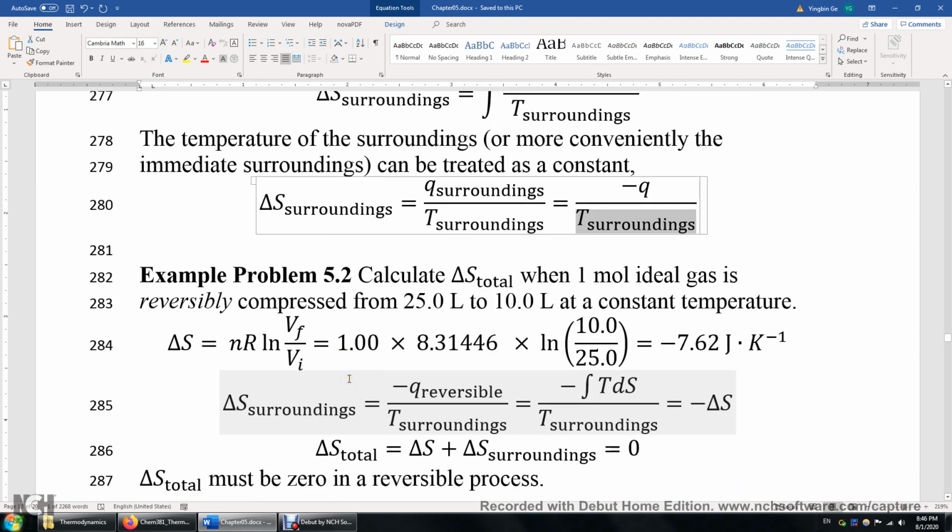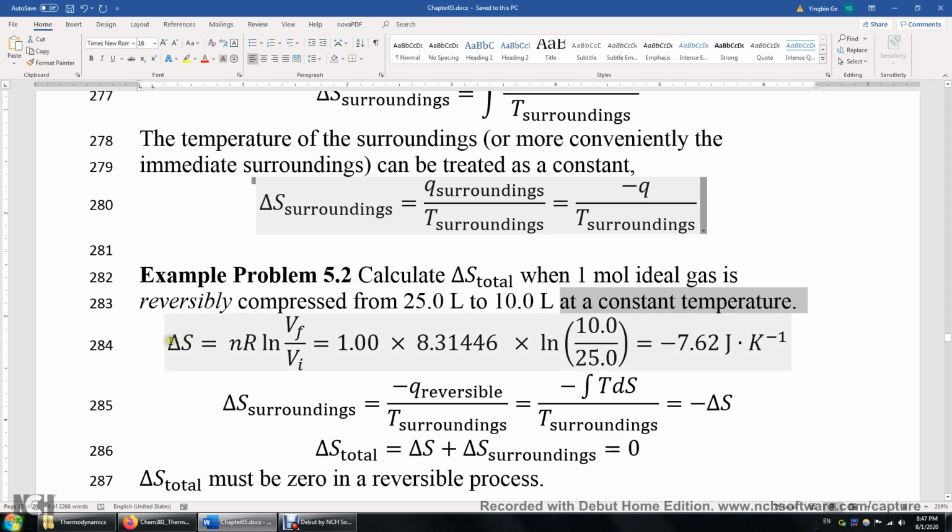Let's look at two numerical examples. First, let's calculate the entropy change of the entire universe when 1 mole ideal gas is reversibly compressed from 25 liters to 10 liters at a constant temperature. Whenever you see this constant temperature condition, we can assume the temperature of the surroundings is equal to the temperature of the system. Now, how can we compute the entropy change of the system? Because temperature is constant, the entropy change only depends on volume. We use this equation. We get the entropy change, negative 7.62 joule per K.